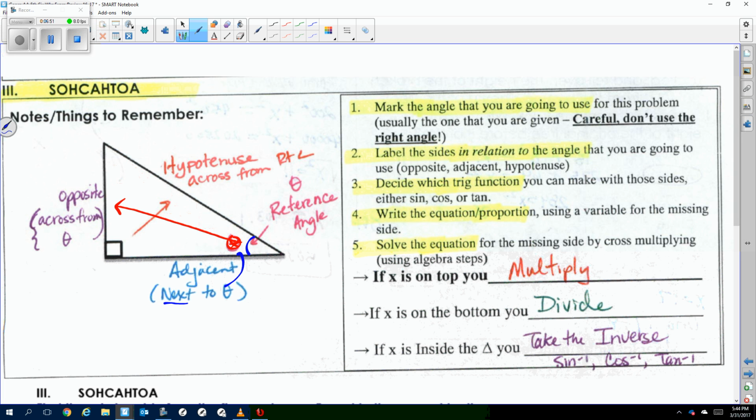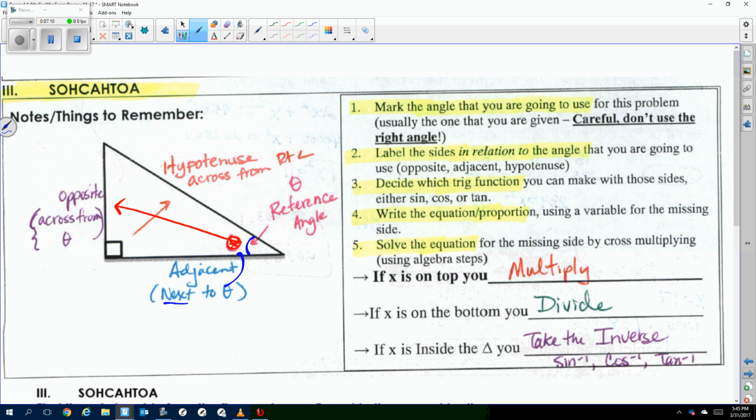All right, we have 5 steps here. We're going to condense it to probably 3 or 4. But the first step is going to remain the same always. Mark the angle, circle it. Then label your sides in relationship to the angle. That means that's when we do our opposite, hypotenuse and adjacent. Then we have to decide which trig function it is. We're going to write it and solve it.